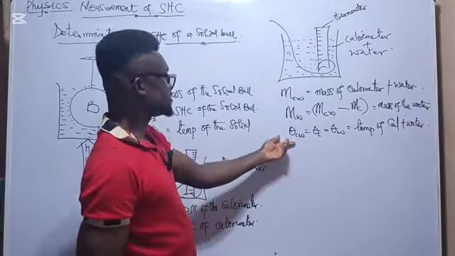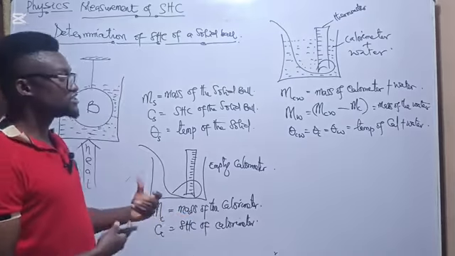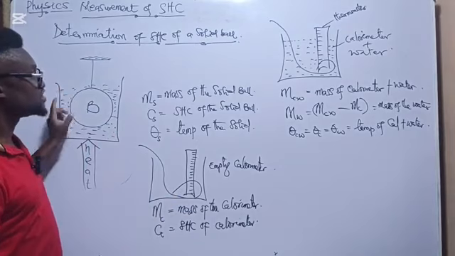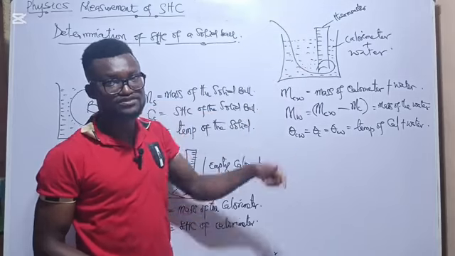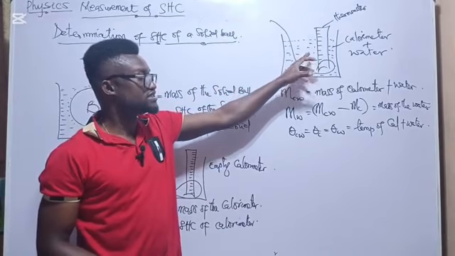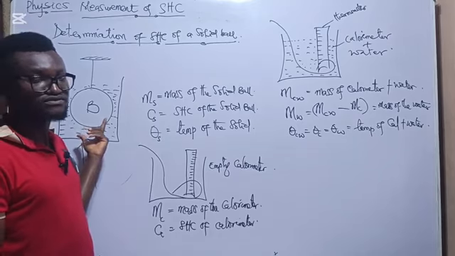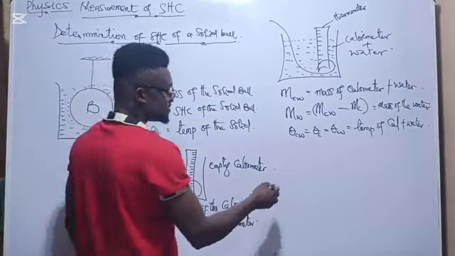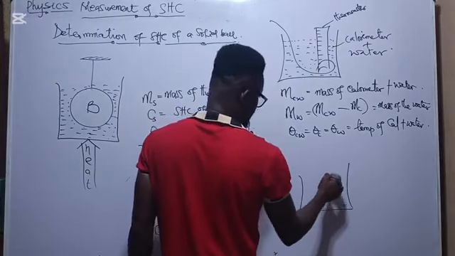So at this very point now, we will need to transfer the solid. We need to transfer this very solid quickly into the calorimeter containing water. And you know the temperature of this very water is now less than the temperature of the solid. So when you quickly transfer that very solid into it, then we are going to have this.